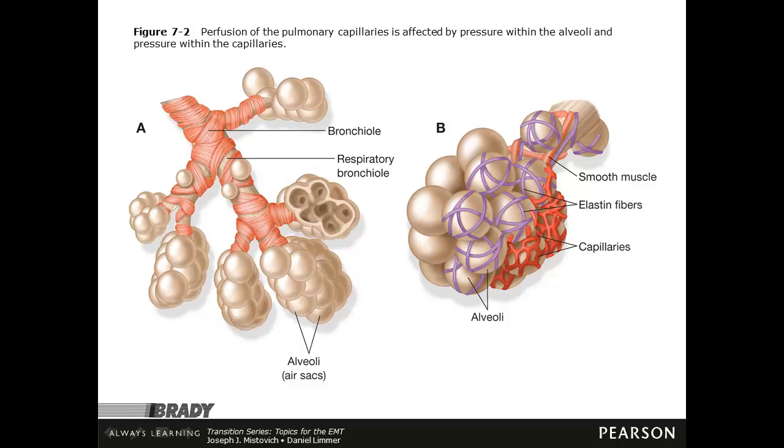Perfusion of the pulmonary capillaries is affected by pressure within the alveoli and pressure within the capillaries. Perfusion, or passing of blood through the tissue bed, occurs here in the capillaries of the alveoli, which lie only two membranes, or two layers of cells, away from open air in the alveoli. Elastin fibers affect the stretchability of the air sacs, which is diminished in people with emphysema and chronic bronchitis.